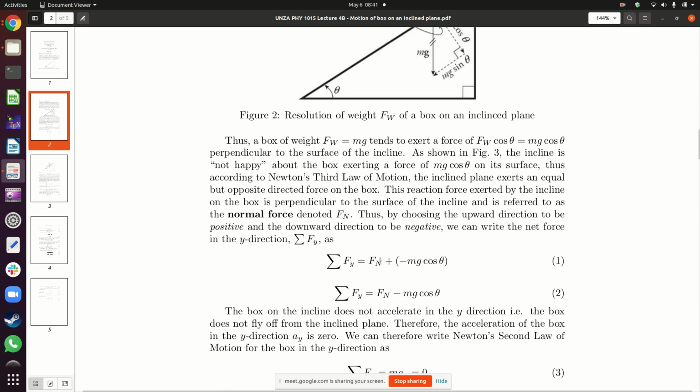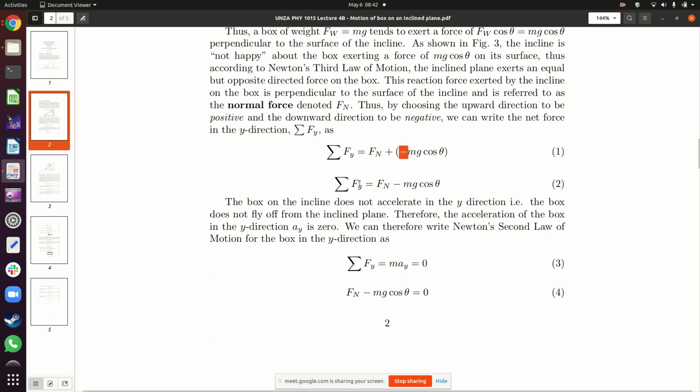So the resultant force along the y direction is going to be equal to the normal force plus the component of the weight pointing along the y direction, which is mg cos theta, and since it's pointing down, we give it a negative sign. So we end up having the resultant force along the y direction being equal to Fn minus mg cos theta, like this.